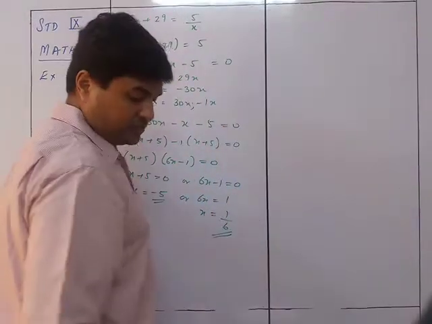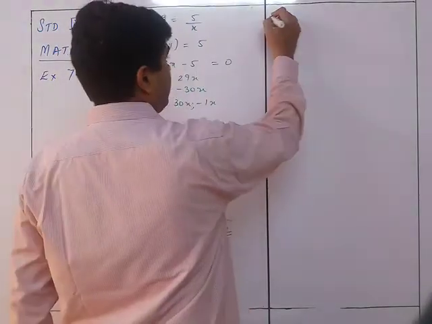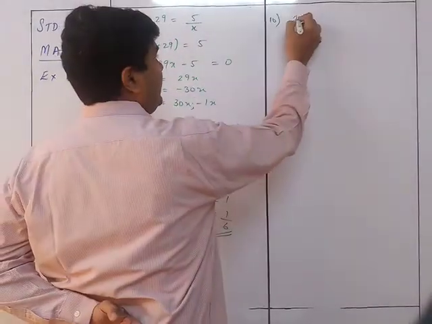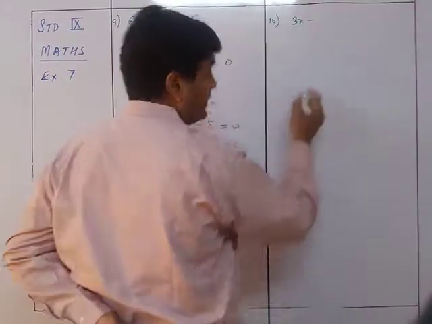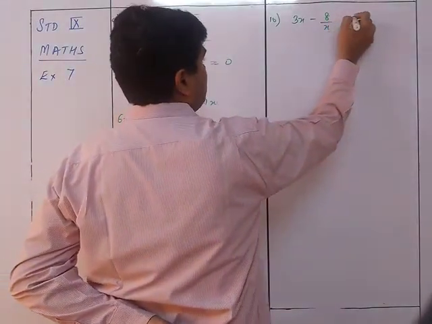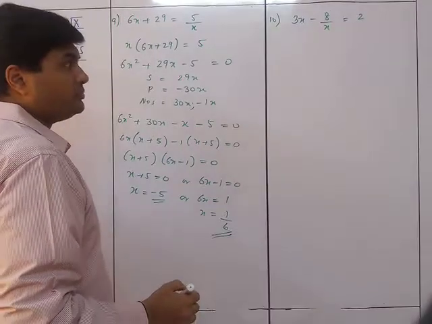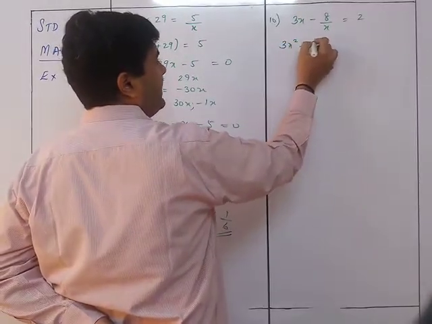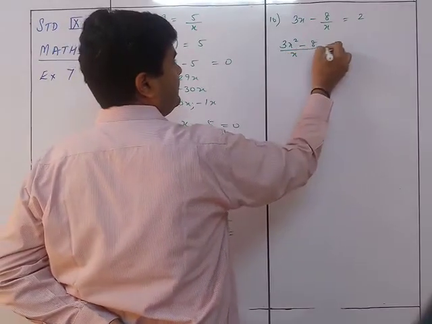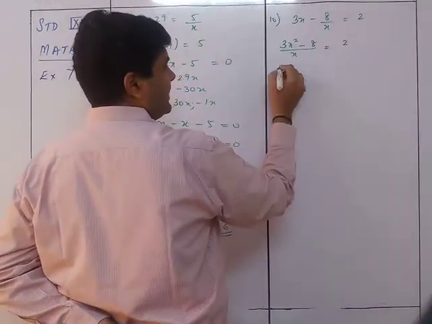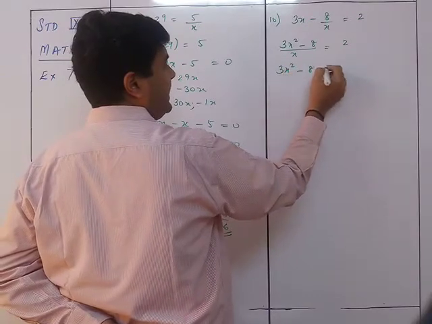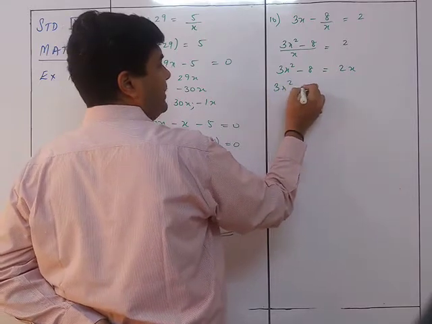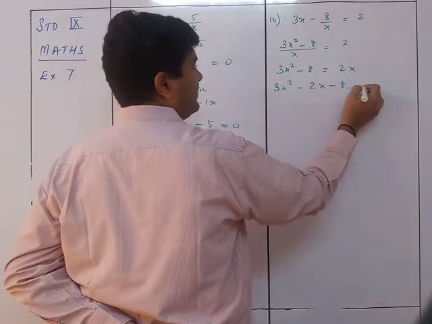We move on next to sum number 10. We have 10 sum as 3x minus 8 upon x is equals to 2. Taking the LCM over here, you get 3x square minus 8 whole upon x is equals to 2. Taking the x on other side, we get 3x square minus 8 is equals to 2x. Bringing it over here, you get 3x square minus 2x minus 8 is equals to 0.